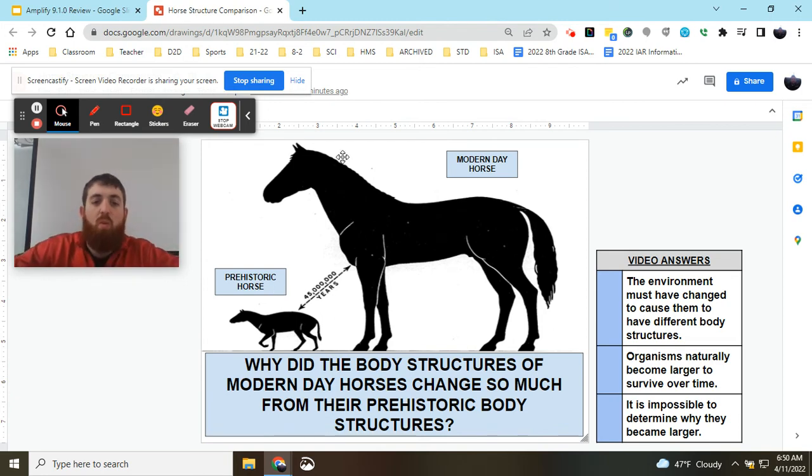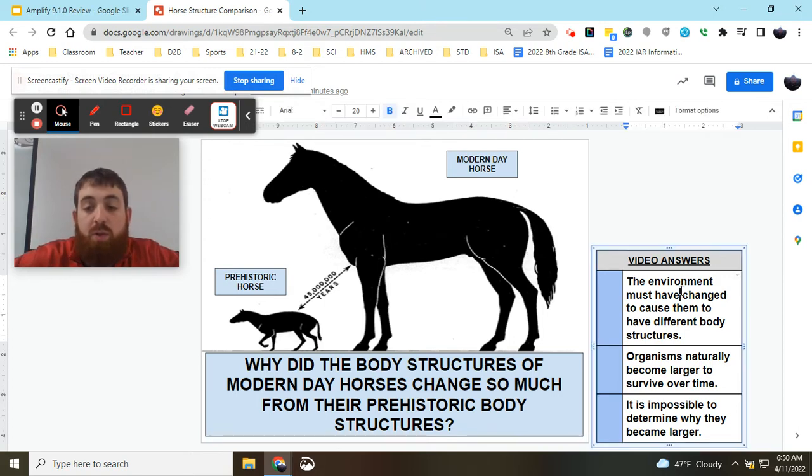So, thinking about what we know about species and their body structures and thinking about why they might change, let's go ahead and look at what our possible answers are. Option one, the environment must have changed to cause them to have different body structures. Option two, organisms naturally become larger to survive over time. And option three, it is impossible to determine why they became larger.